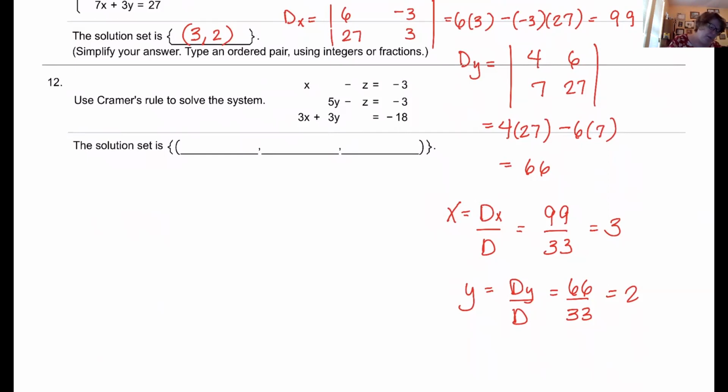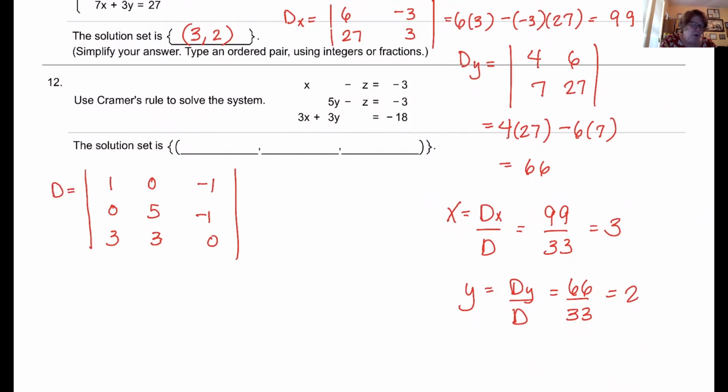So what are the 4 determinants I need to find? I need to find the determinant D, which is the determinant of the matrix formed by the coefficients on x, y, and z. So that's 1, 0, 3, 0, 5, 3, negative 1, negative 1, 0. So I'm going to do a quick check of that to make sure that I have that written down correctly.